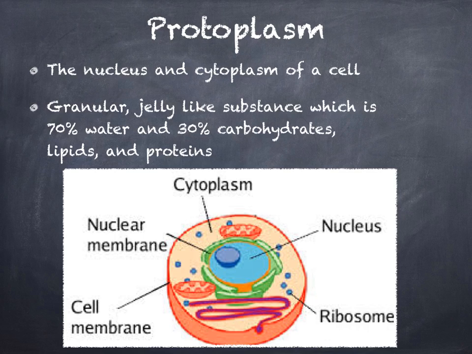So we have the protoplasm. This involves both the nucleus and the cytoplasm of the cell. So it pretty much encompasses the whole cell, what's in the cytoplasm and the cell. It does not include the cell membrane, but everything else is included in the protoplasm. It's a granular jelly-like substance, which is 70% water and 30% carbohydrates, lipids, and proteins.